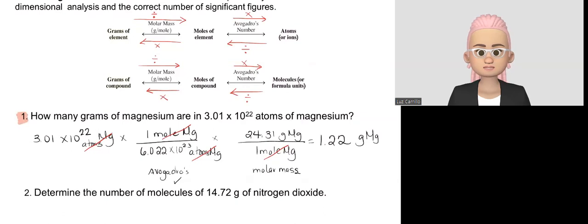grams of magnesium. Let me redo the calculation to ensure that I enter it correctly in my calculator. 3.01 times 10 to the 22nd times 24.31. I divide that by 6.022 times 10 to the 23rd, and I obtain the same result. Make sure that you practice the other problem that we have on the slides.